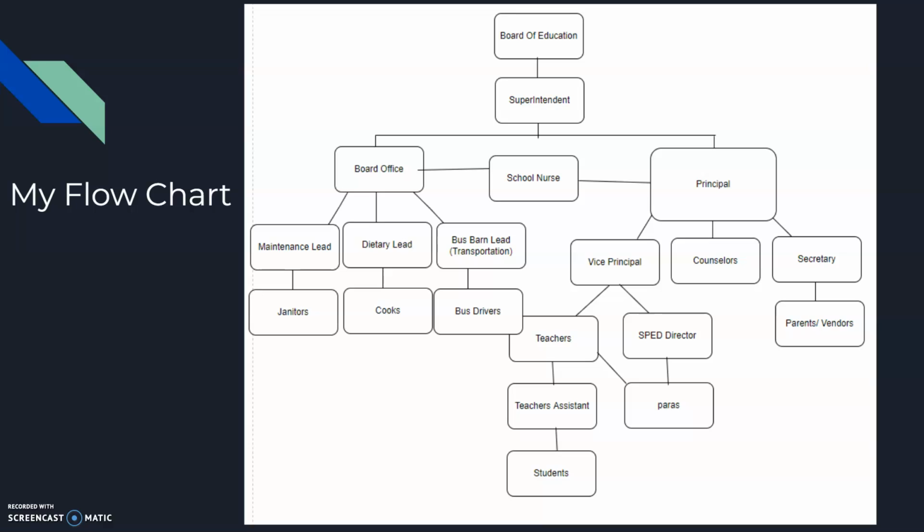As that splits, we'll go to the left side first. So we'll see the board office. These can be all the different board members and different people around the building. The reason they're below the superintendent is because they hear what the superintendent's saying and pass it on. Below them, it goes into four different ones. We have the maintenance lead, the dietary lead, the bus barn lead, otherwise known as transportation, and then the school nurse. The board passes all their information on.